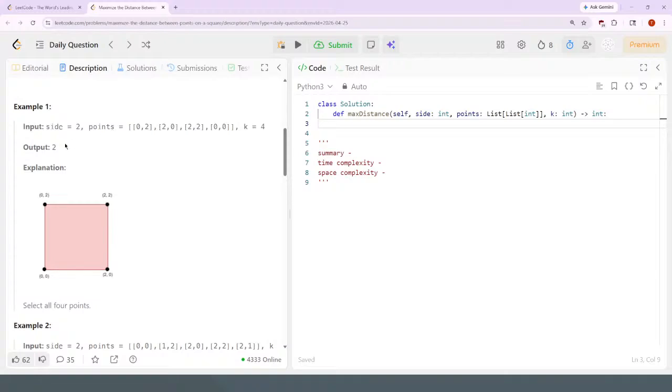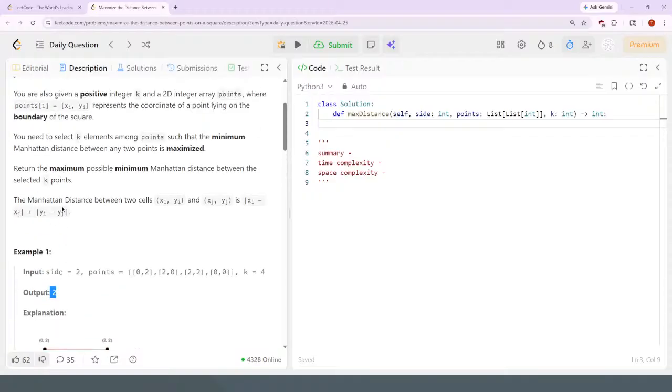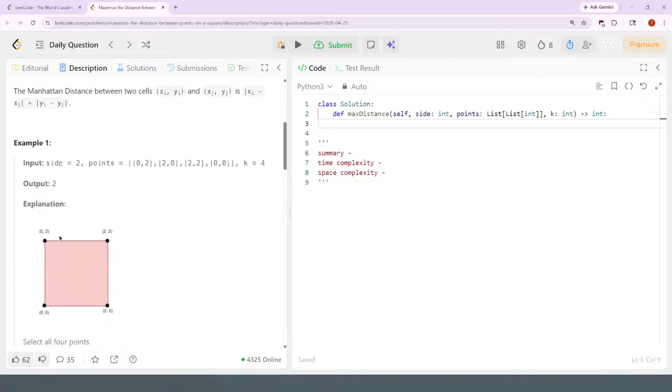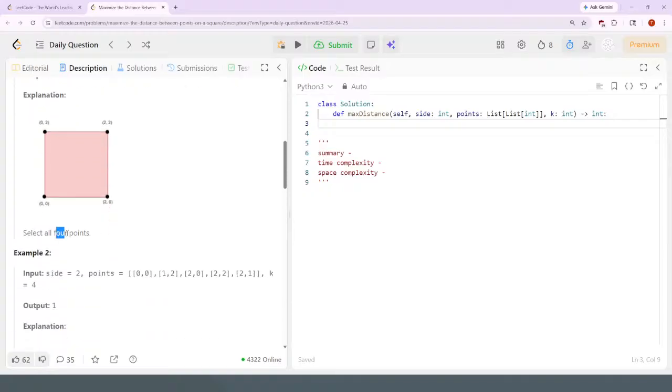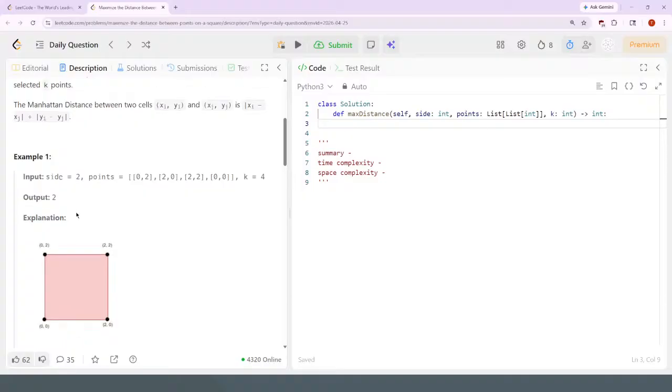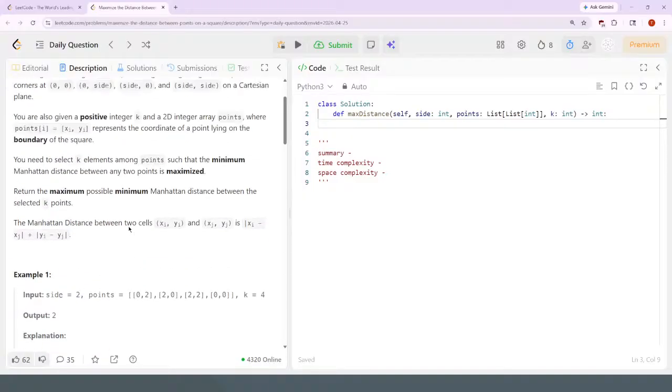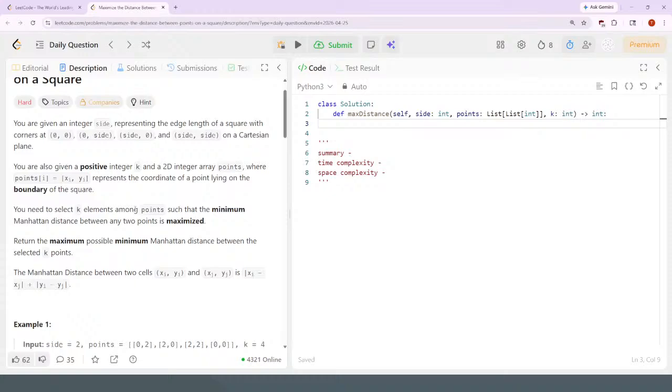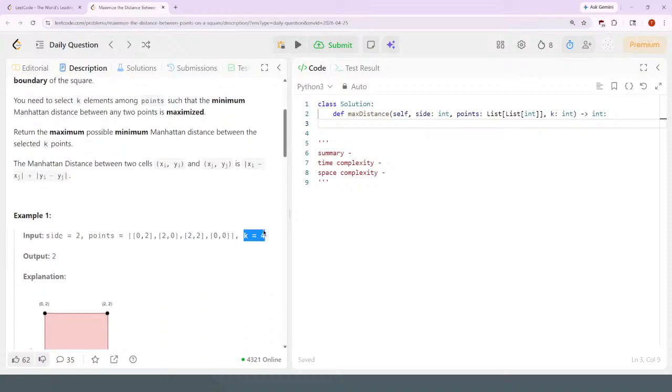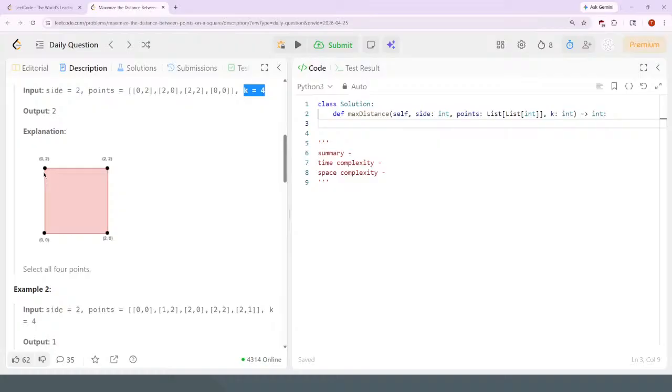So you need to pick 2 points. So you pick these two or these two. Manhattan distance is just the sum of the x and y deltas. Sum of the delta x and delta y. Okay, so 2 plus 2 is 4. Oh, you select k elements. Is k not given? K is 4 here. Yeah, select all 4 points. Okay, yeah.